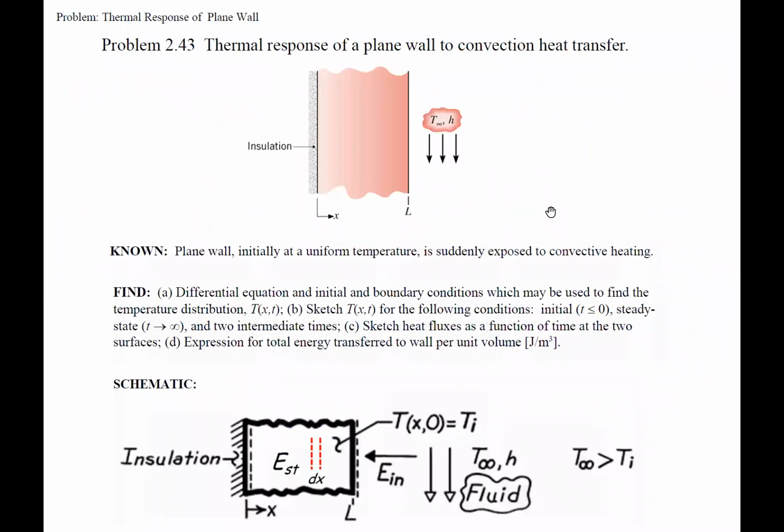All right, so let's do some quick examples. We have 2.43. A plane wall with constant properties and no internal heat generation, shown in the figure, is initially at a uniform temperature Ti. Suddenly, the surface at x equals L is heated by a fluid at T infinity having a convection heat transfer coefficient h. The boundary at x equals 0 is perfectly insulated. And then they give us this schematic right here.